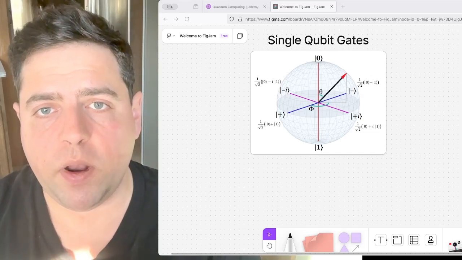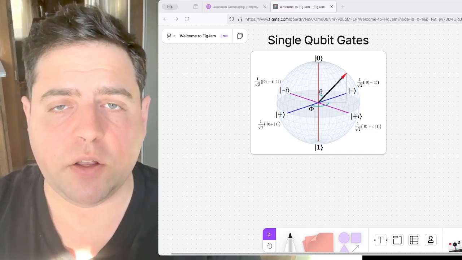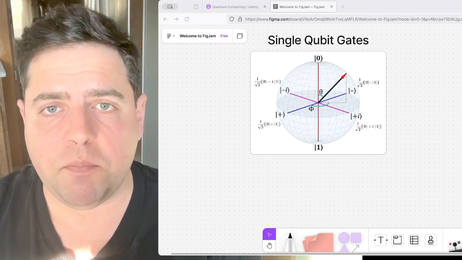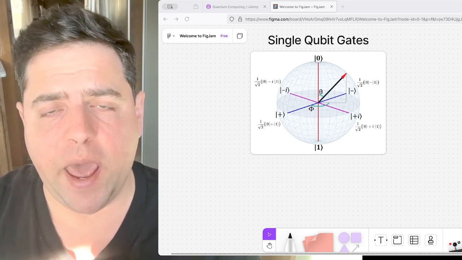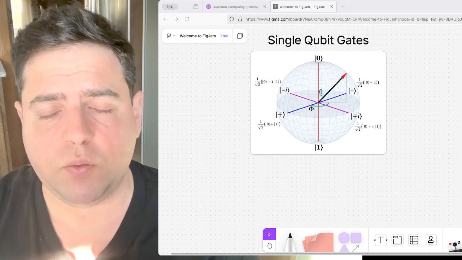Okay, welcome everyone. So today we're going to look at these single qubit gates that I talked about in a lot more mathematical detail and a lot more physical detail as well. We have the X Pauli gate, the Y Pauli gate, the Z Pauli gate, the Hadamard gate, and we have some phase gates that we're going to look at as well.